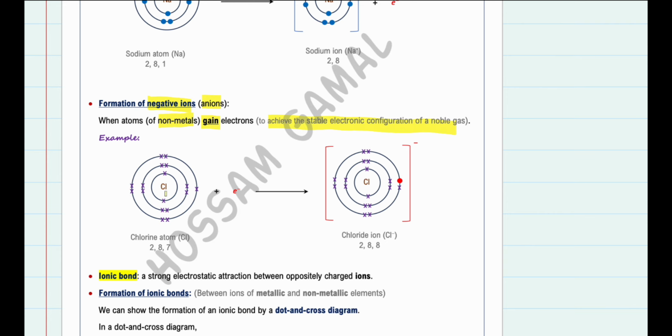So here we have the electronic configuration of chlorine, and it gains one electron from somewhere outside the chlorine, and then it turns into an ion, a negative ion or anion. We call it chloride ion. Any ion has to be included between square brackets, and then we put the charge in the upper right corner of it.